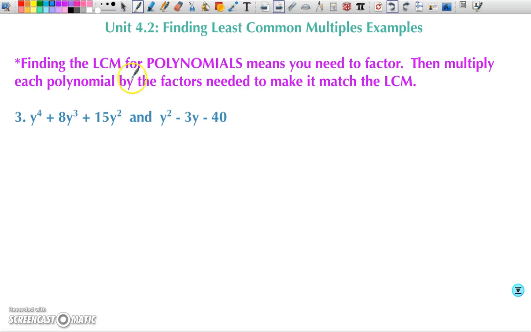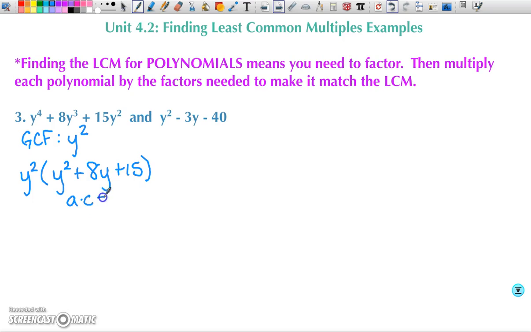Now the next one is finding the least common multiple for polynomials. So what that means is you have to factor. After you factor it, you multiply each polynomial by the factors needed to make it match the least common multiple. So we have to factor, take one piece of each factor, and then that's your least common multiple. In this case, remember to always take out your GCF first. So GCF in this case would actually be a y squared. So we're going to factor out a y squared, leaving us with y squared plus 8y plus 15.